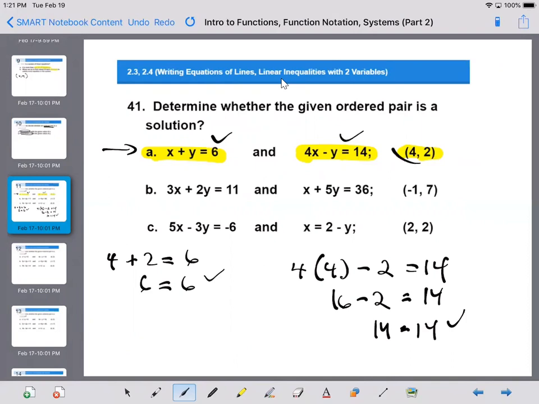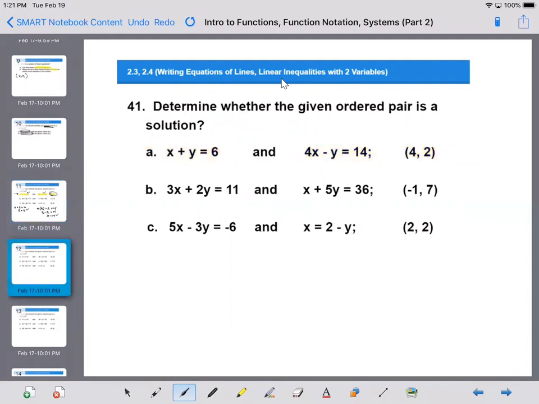That is a solution to both equations, so it's a solution to the system. Let's look at this second one. I'm looking at 3x plus 2y equals 11 and x plus 5y equals 36. So I'm going to substitute -1 for x, 7 for y, hoping that it equals 11.